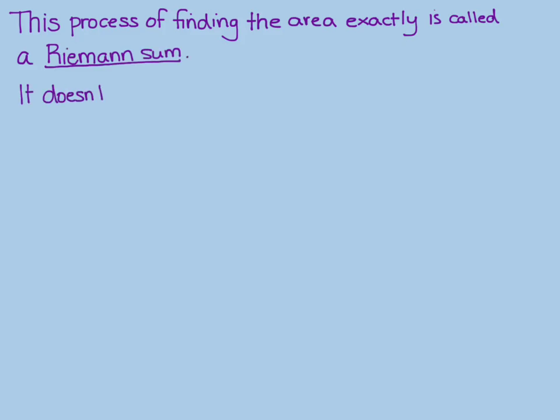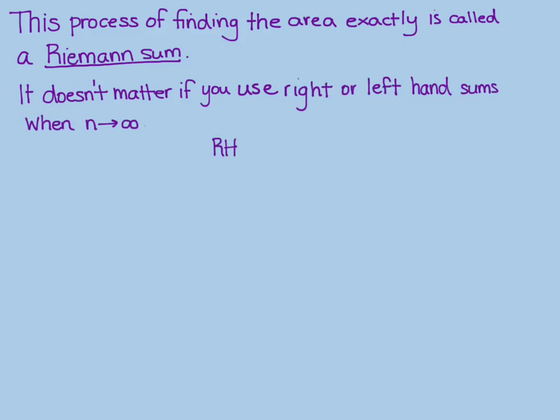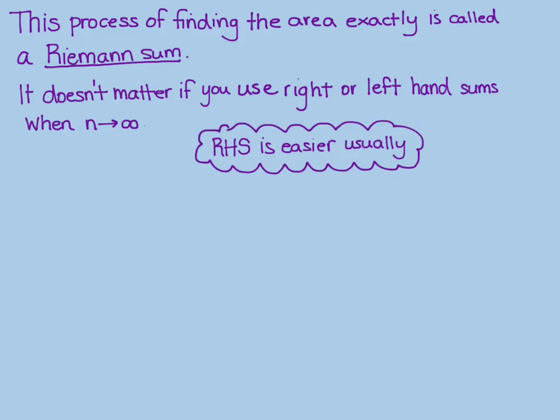This process of finding the exact area under the curve is called a Riemann sum. It doesn't matter if you use the right-hand sum or the left-hand sum, as long as you're taking the number of rectangles going to infinity. The right-hand sum, though, is almost always easier, so I suggest, unless you're instructed otherwise, to always use the right-hand sum.